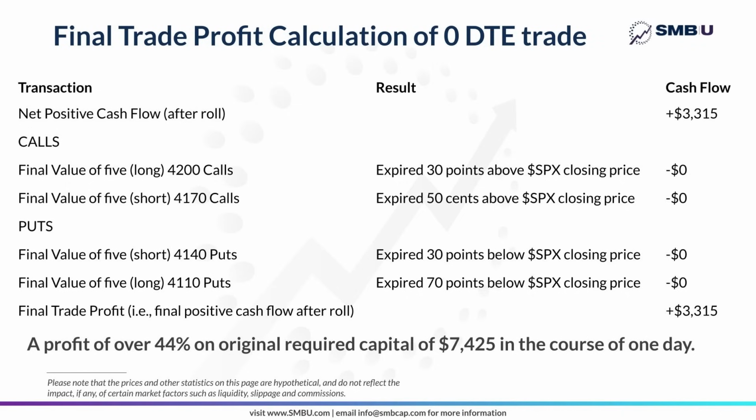Why do I say that? Well, both of the calls, the short 4170 and the long 4200 calls, both expired above the SPX closing price of 41.6948. So those have no value because calls only pay off if the index closes above their strike prices. And for the exact opposite reason, because the index closed way above the put strike prices of 41.40 and 41.10, both of the puts also expire worthless because they don't pay off unless the index closes below their strike prices, resulting in all four options expiring worthless, which is actually really good news for this trade. Why? Because then that cash flow that we kept after the butterfly roll, we just get to pocket as our profit, which turns out to constitute a 44% return on our original capital in the trade in just one day.